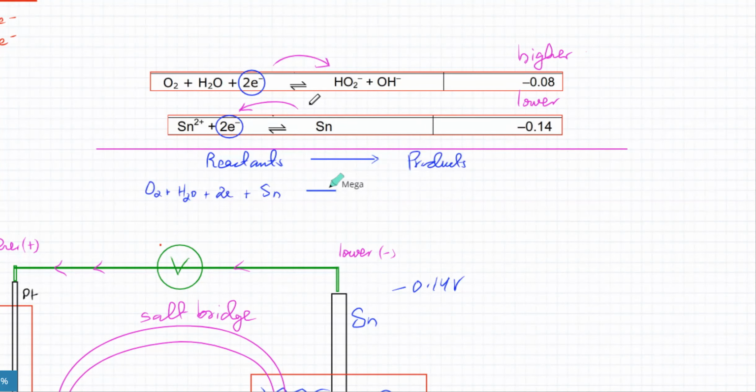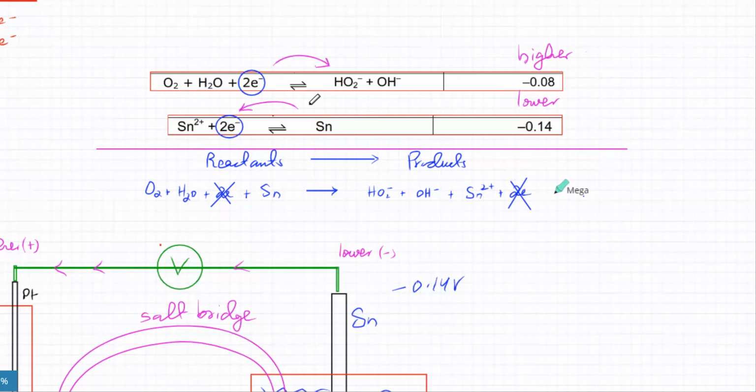And then you write down the products. What are your products? In the first one, the product is HO2 minus 1 and OH minus 1. That's what's being made. And in the second reaction, the product is Sn 2 plus. So that's your product, Sn 2 plus and 2 electrons. Now you need to simplify this equation like a math equation. The 2 electrons are going to get cancelled out. And the other things are not going to get simplified, but that's your overall reaction now.